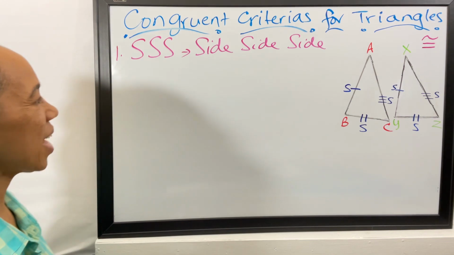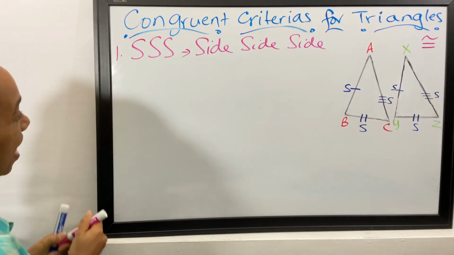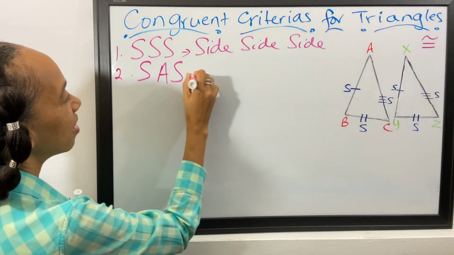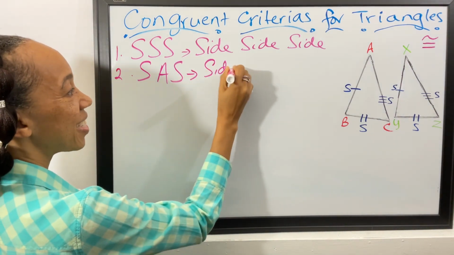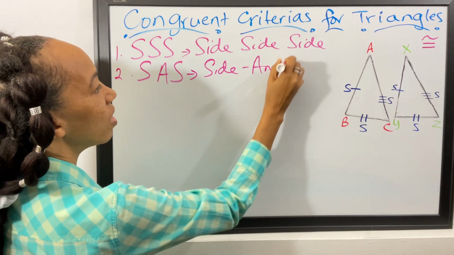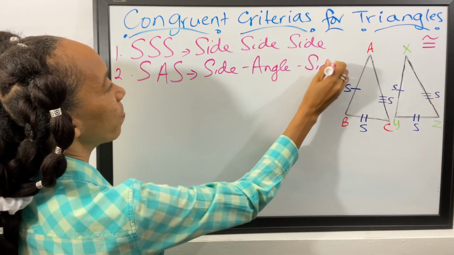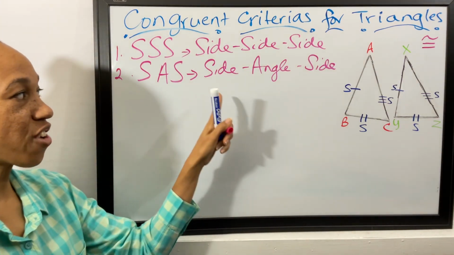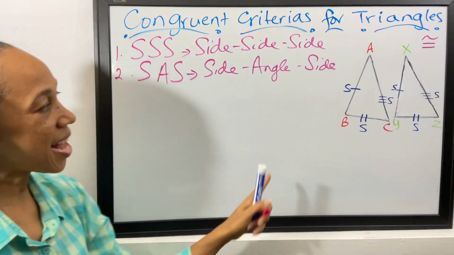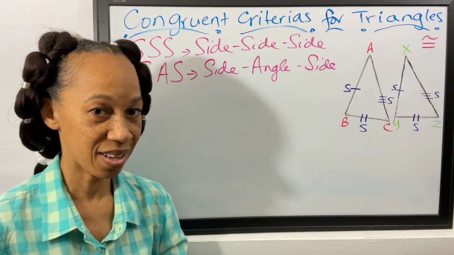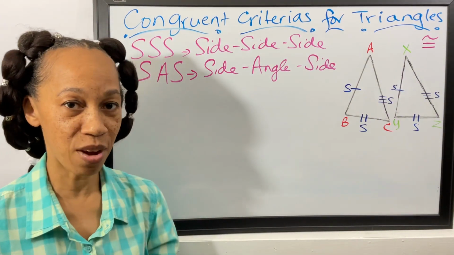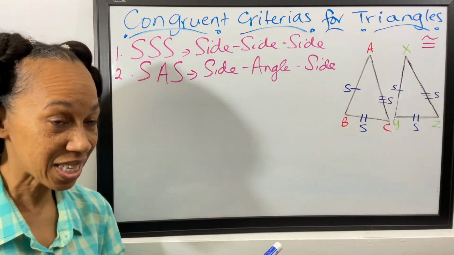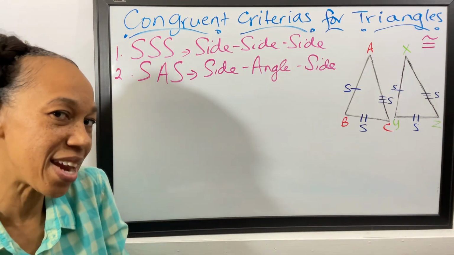All right? Now the second one is SAS. SAS is side, angle, side. Side, angle, side means that you're going to have 2 sides and an angle that's in the middle. So the angle is going to be sandwiched, right? It's the part in the middle, the meat, and the 2 sides are going to be the bread.